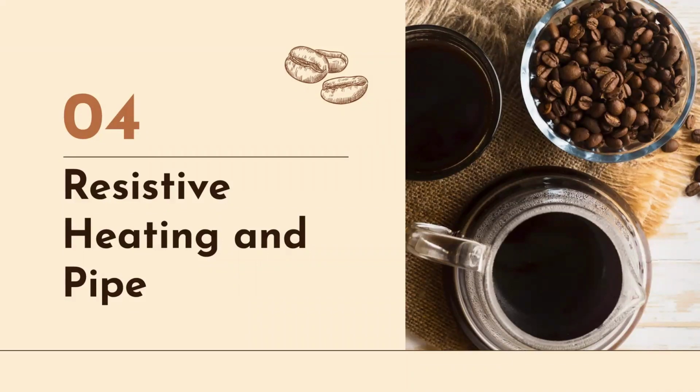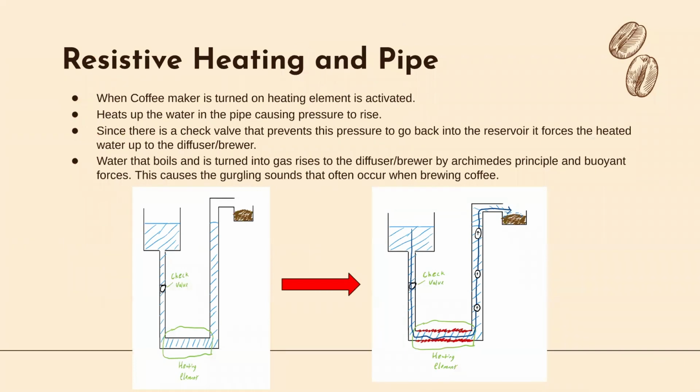After the water flows through the check valve, it encounters the resistive heating element in the pipe. So when the coffee maker is turned on, the heating element is activated, and this heats up the water in the pipe, causing the pressure to rise. And as previously mentioned, the check valve prevents the water from going back into the reservoir, which forces the fluid up into the coffee grounds. And any water that boils due to the heat rises up into the coffee grounds by Archimedes' principle, and this is what causes the gurgling sound that you often hear when you brew coffee.